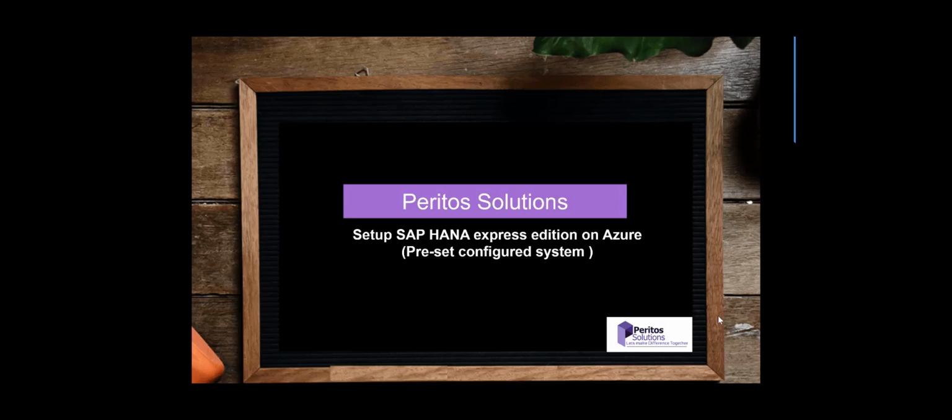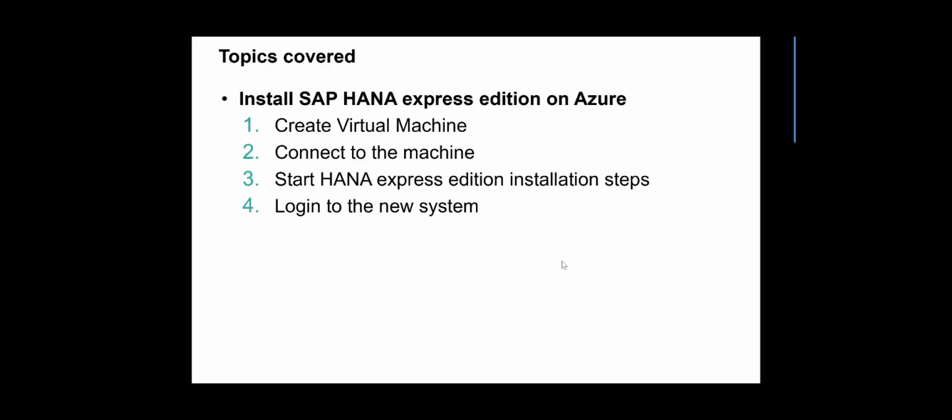Welcome to today's tutorial on SAP HANA Express edition on Azure. We are going to be starting out with a preset configured system, and these are the steps that we'll be following. You need to first create a virtual machine, connect to the machine, start an HANA Express edition installation steps, and finally we'll see how we can log into the new system with the password that we set during the configuration process. Okay, so let's get started with the first step on how we can create a virtual machine, for which we log in into the Azure Portal.